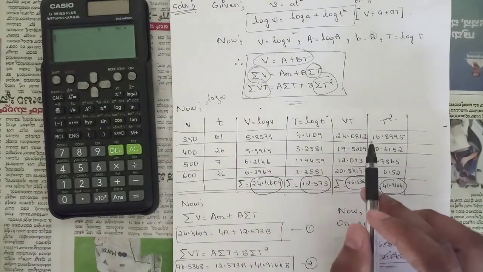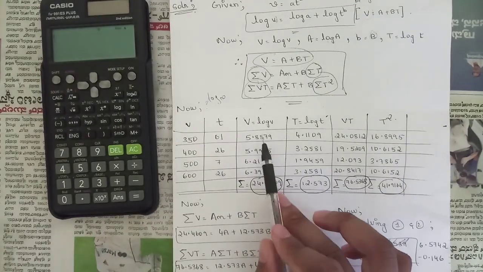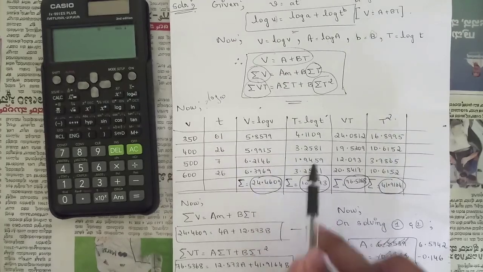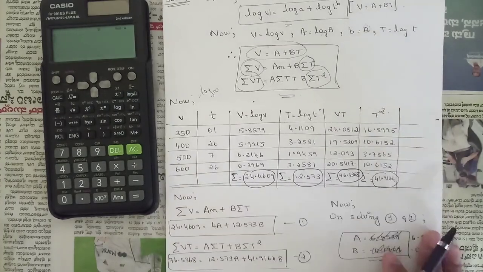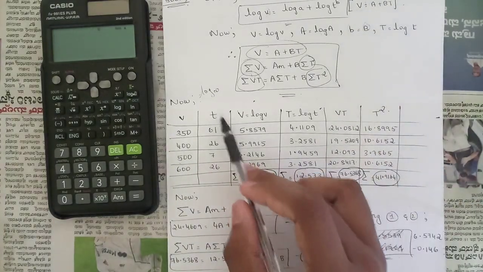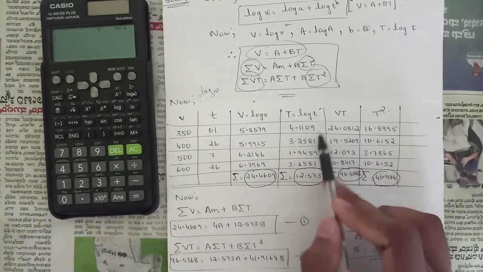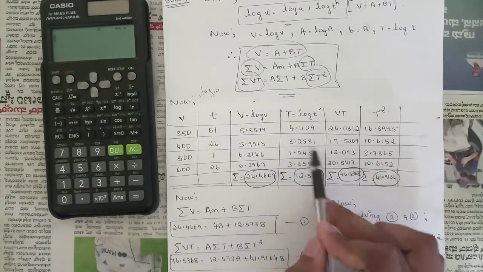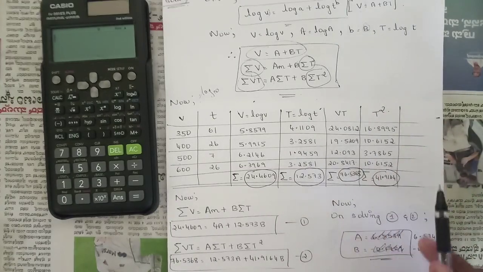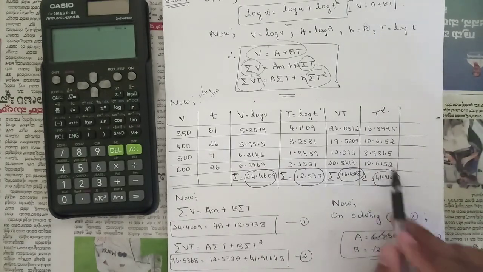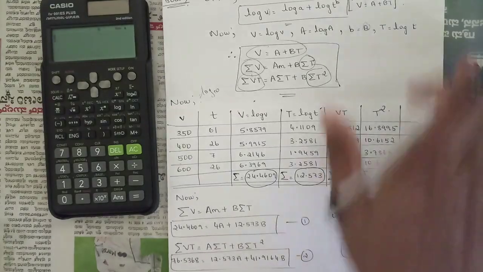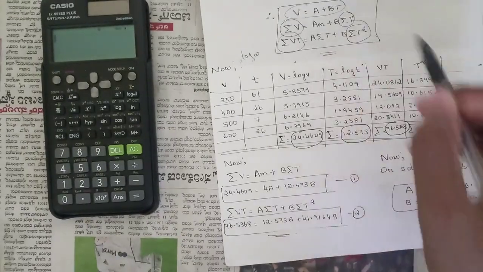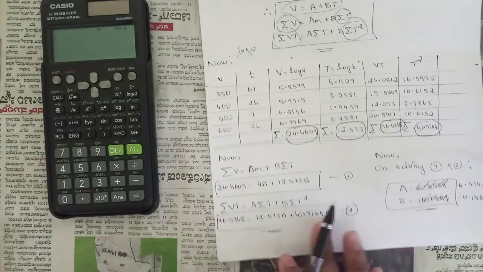And again v into t, that is, we need to multiply these two terms and write it here, and again take its sum. I got it as 76.5368. And again t square, that is, we need to take this term square, 4.1109 square, this term square, and write it here, and again take the summation of it. The summation of t square, I got it as 41.9164.